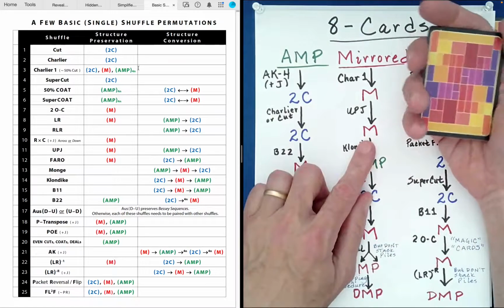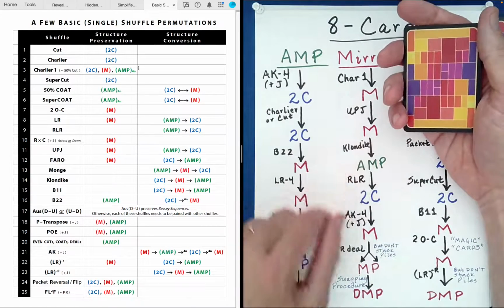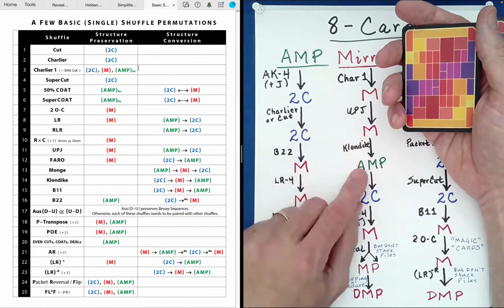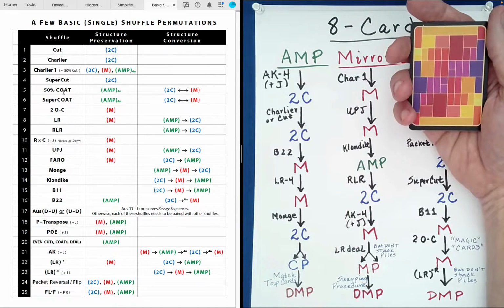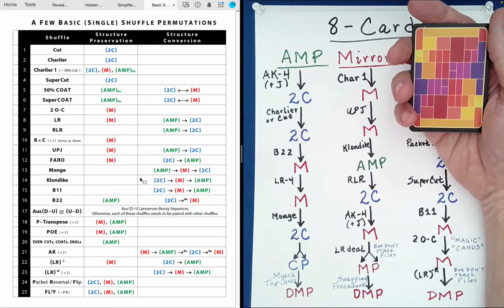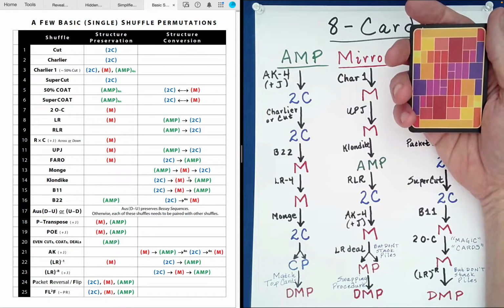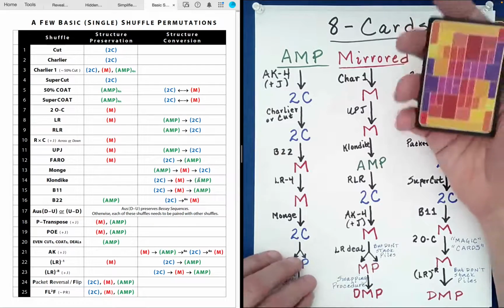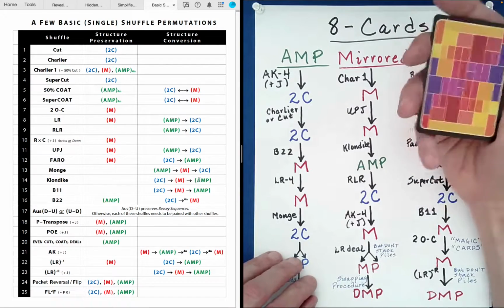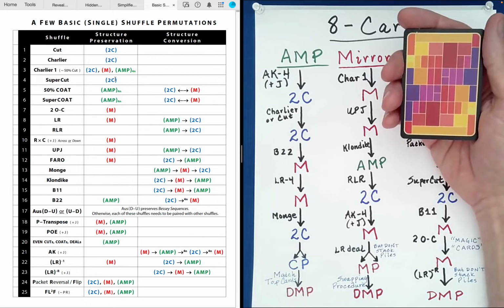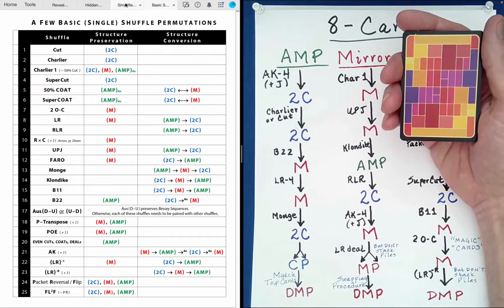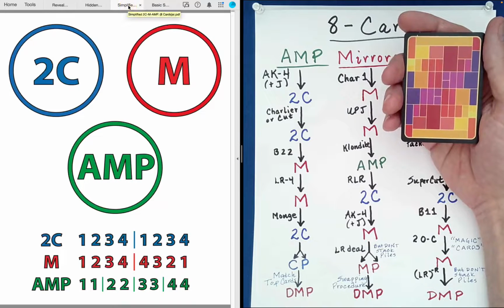It's still mirrored, okay? Now we're going to go from a mirror to an AMP by way of a Klondike shuffle. So take a look at the Klondike shuffle down here, line 14, and it will convert a mirrored structure to an AMP. In fact, if you think about it, what is it actually doing? Let me just show you this, because this one you can very much see in your mind's eye because of the structure here.